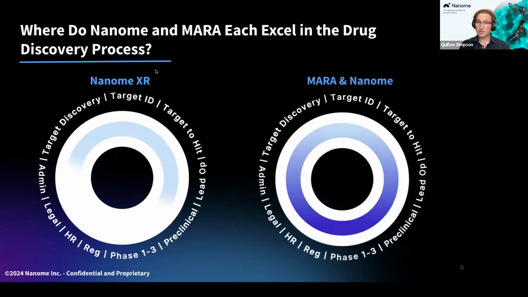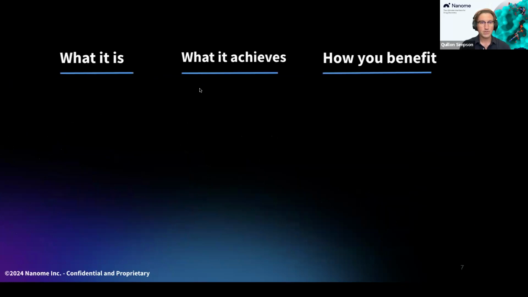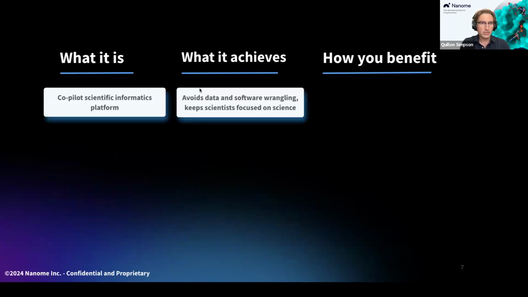And we believe that Mara provides us this solution, giving us a tool that is applicable to the entire drug discovery pipeline. So what is Mara? What is a scientific co-pilot? Well, for us, a scientific co-pilot is a tool or an infrastructure that you can use to avoid time lost to data and software wrangling. It's a functional tool that keeps your scientists focused on science.